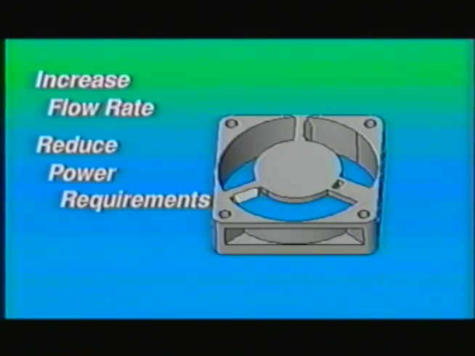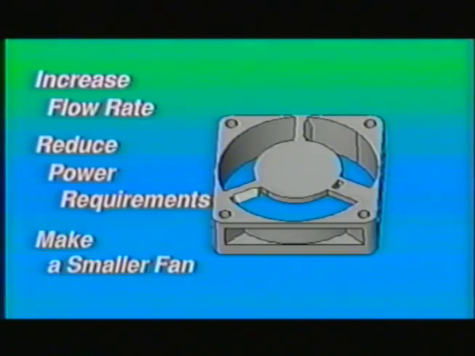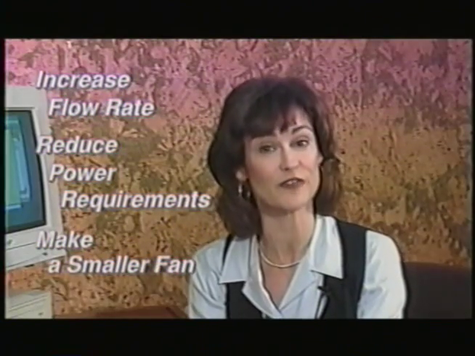Turbulence generated by the narrow ribs blocks airflow in 1/3 of the fan. So, using ALGOR software to optimize the design, the manufacturer could increase the flow rate, reduce the power requirements, or make a smaller fan.